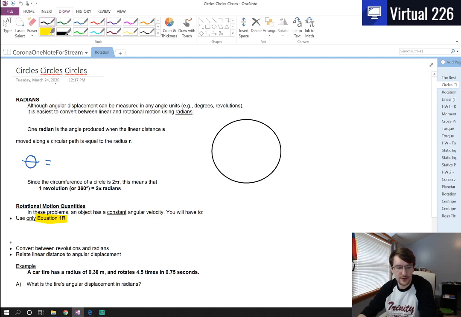Okay, we're looking at circles, circles, circles. This is the first page of the HP11N Trinity Corona notes for rotation. What we're looking at here is circular motion and circular kinematics.